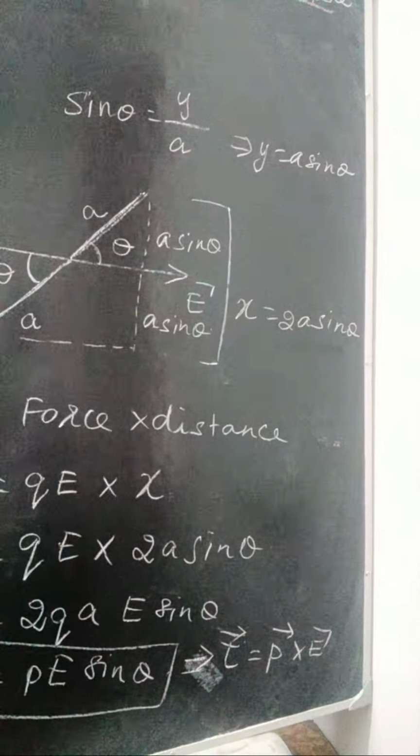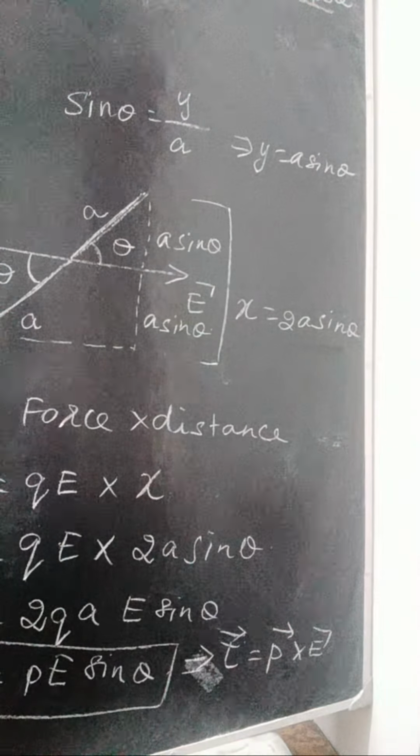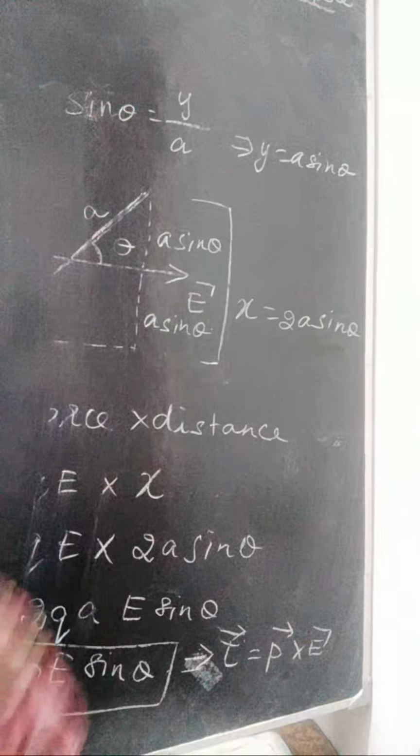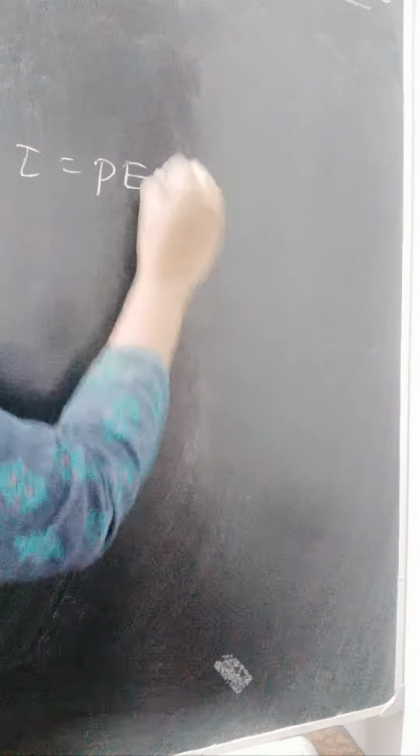In case you are having any change in the angle, what is the answer we are having? If theta varies. Next case, how they are acting, parallel and anti-parallel. So what is tau? Tau is equivalent to P E sin theta.